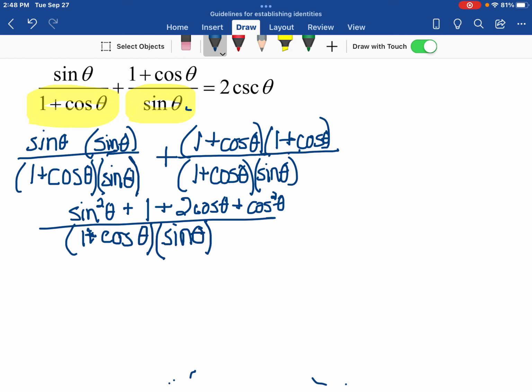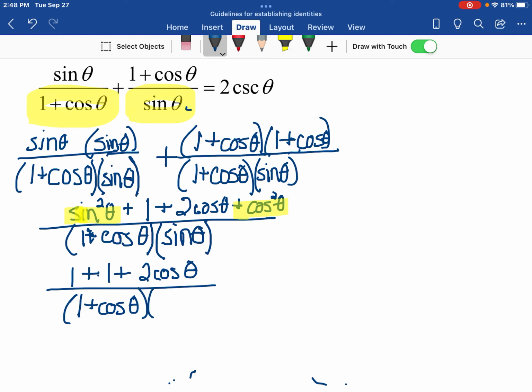And then using some trig identities, like here, I know that sine squared theta plus cosine squared theta, another name for that is 1. So I've got 1 plus 2 cosine theta now in my numerator. And cleaning that up a little bit ends up with 2 plus 2 cosine theta.